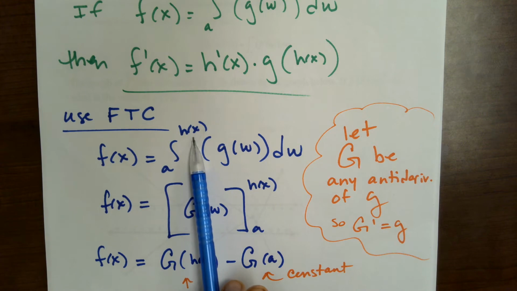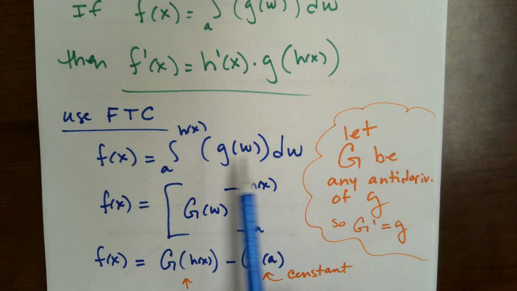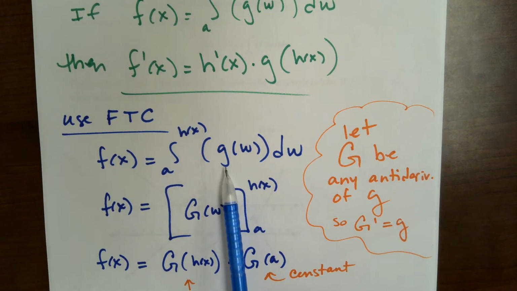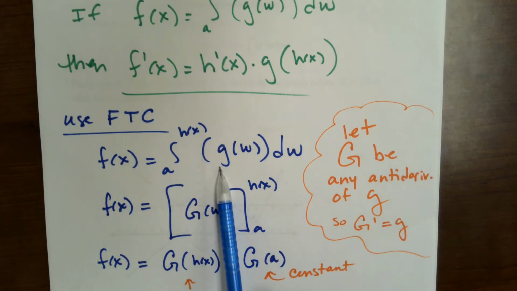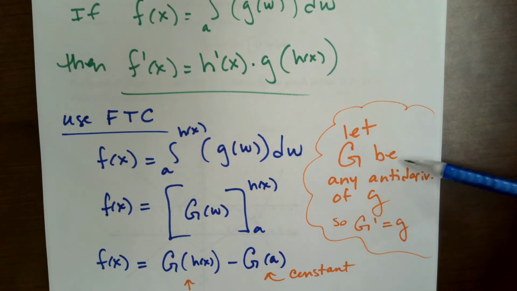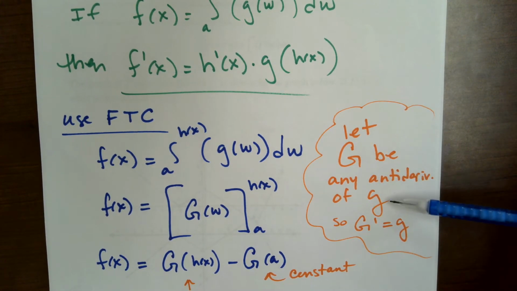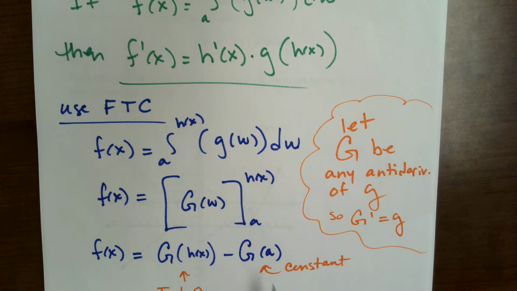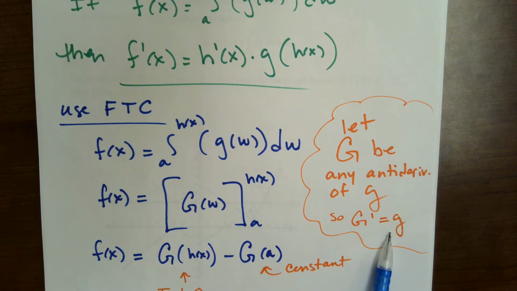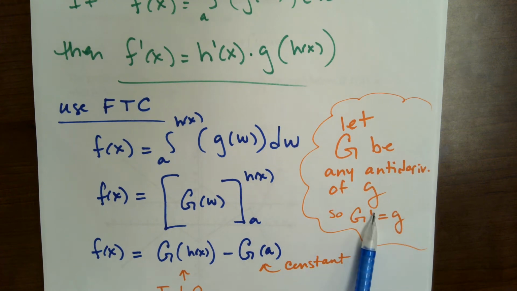So if I do this, guys, we know that, let capital G be any antiderivative of lowercase g right here, which means that G prime would give you g. Okay, so let that sink in for a second. Capital G is any antiderivative of lowercase g. And by any antiderivative, it means the plus c at the end could be any number.